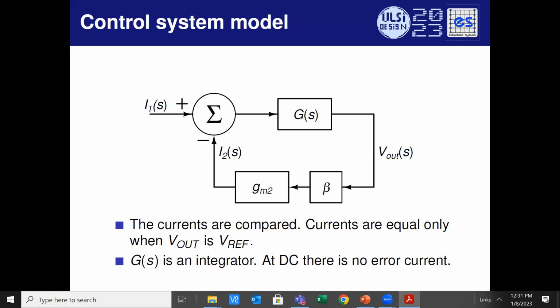Yeah, this is basically the control system model. The control system model basically tells you that G of S over here is a perfect integrator. So I1 and I2 have to be equal. And therefore, you will get an output voltage that is VREF or 1 by beta times VREF.